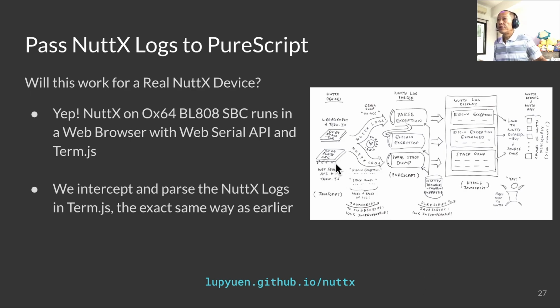What about a real NuttX device, like the actual Ox64 single board computer? Well, our web browser can talk to the Ox64 serial console directly over the USB serial port, thanks to the Web Serial API. The web browser JavaScript that we saw earlier, we could potentially reuse everything and pass the NuttX logs from the Ox64 SBC to our PureScript log parser. We explained the Web Serial API in the presentation on Ox64 SBC. Check out the presentation here.